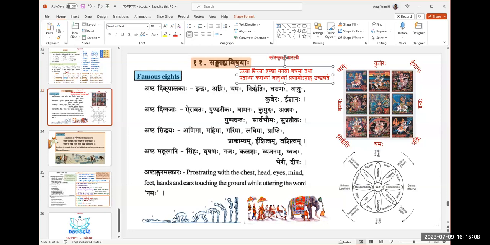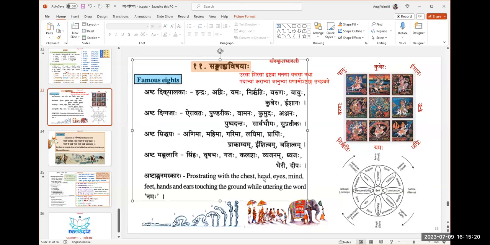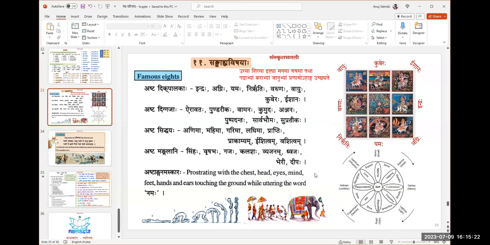Urasa, Shirasa, Drishtya, Manasa, Vachasa, Tata, Padabhyam, Karabhyam, Janubhyam. This one is having more closeness to the Yogasana pose, actually. Urasa is chest, Shirasa is head, Drishtya is eyes, Manasa is with the mind, Vachasa is with words, Padabhyam is with both feet, Karabhyam is with both hands, Janubhyam is with both knees, sir. Thanks.